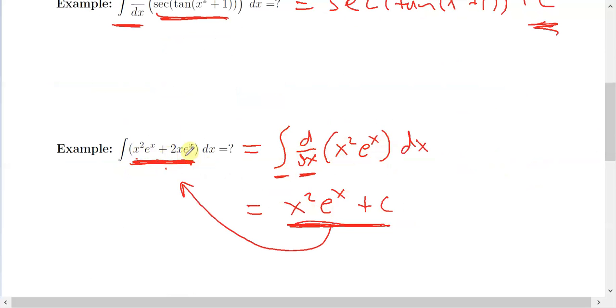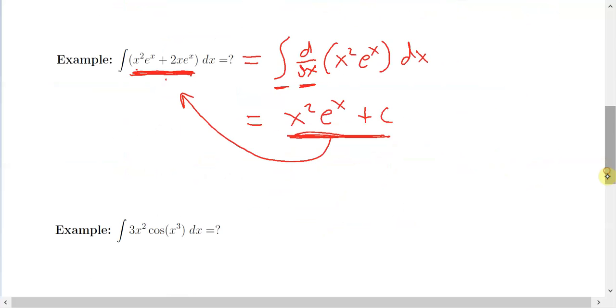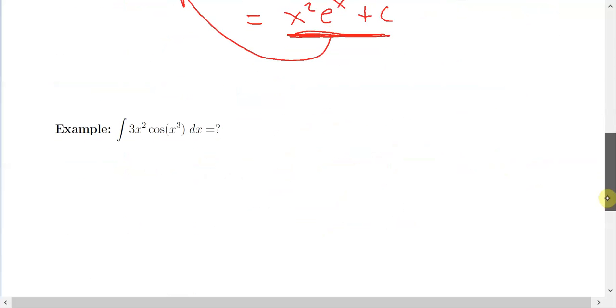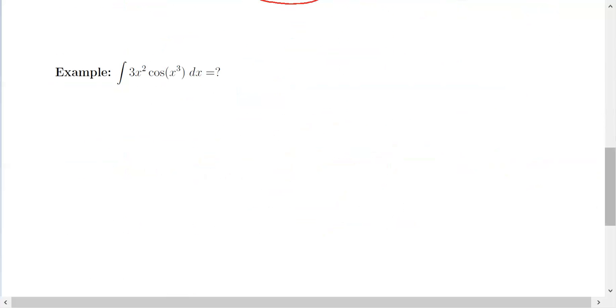So it's not always easy to see that. This one wasn't too bad. Sometimes what happens when you use a product rule, you factor or combine things and simplify, and you lose the form of the product rule. So this only works in limited situations. Here's another one.